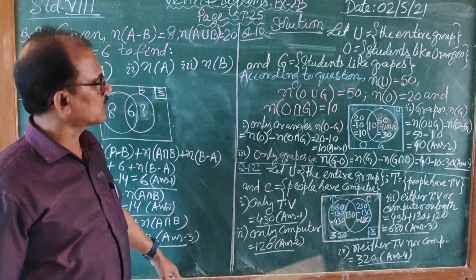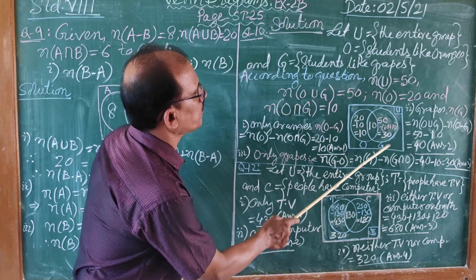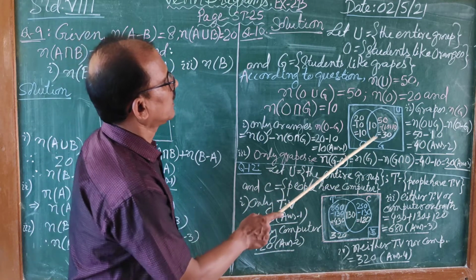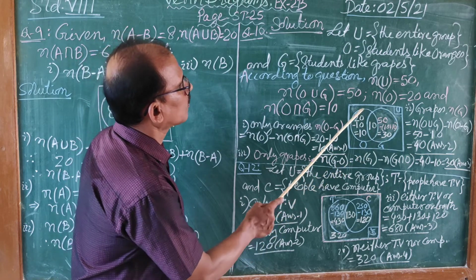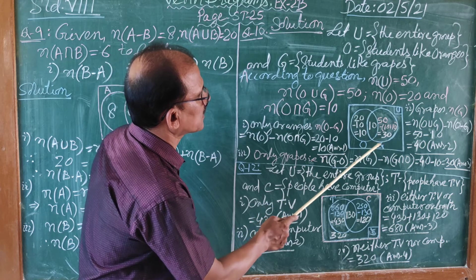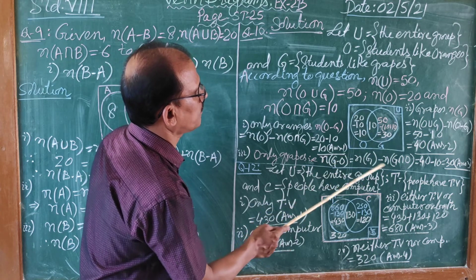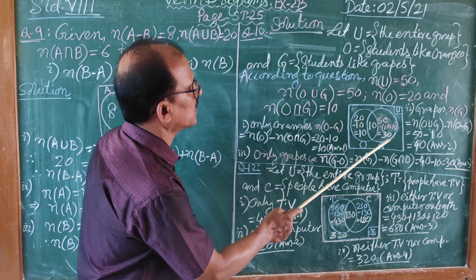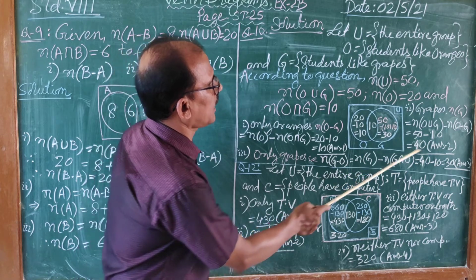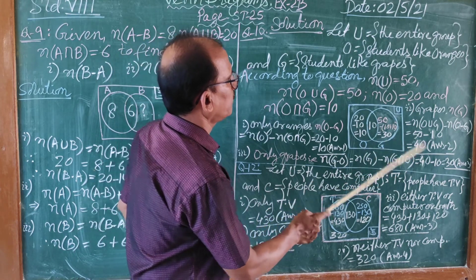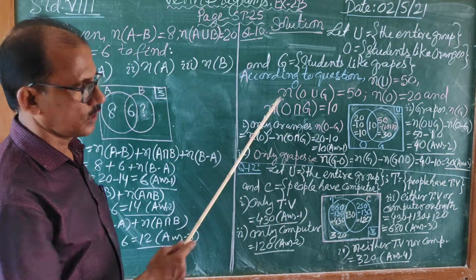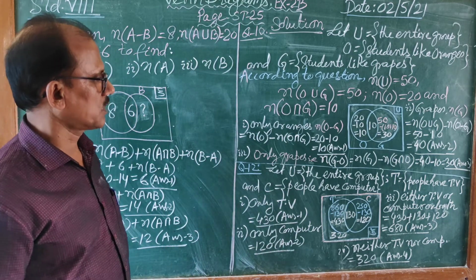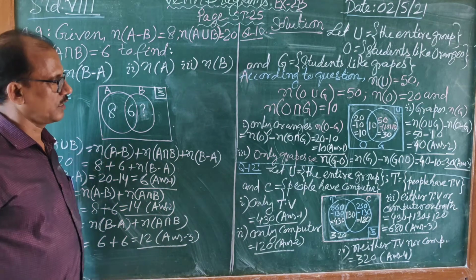Third question they said only grapes, means this part. I said to you that this part will be easier if you know the total number of grapes minus the intersection part. Total number of grapes is how much? I took it out, 40, minus the intersection part is 10, that is 30. I hope you have understood all three sums. You go through once again, you will definitely understand.